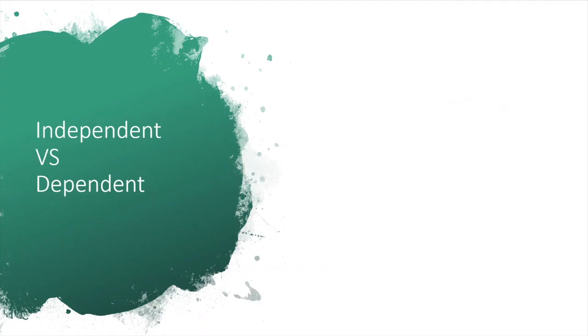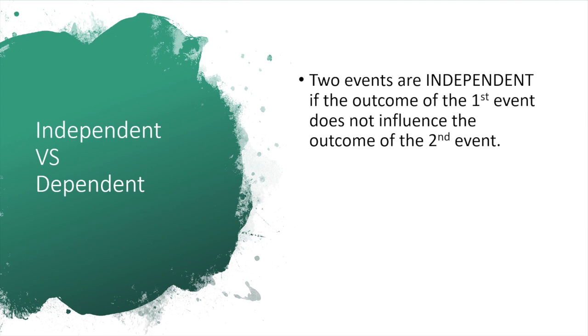So the last thing we want to talk about today are independent versus dependent events. Two events are said to be independent if the outcome of the first event does not influence the outcome of the second event. For example, in the dice problem that we did earlier, when you roll the first die and get a number, that doesn't have any impact on what kind of outcome you're going to get on the second die. Same with flipping a coin. If I flip a coin over and over and over, whatever I get on the first flip is not going to influence the outcome of subsequent flips.